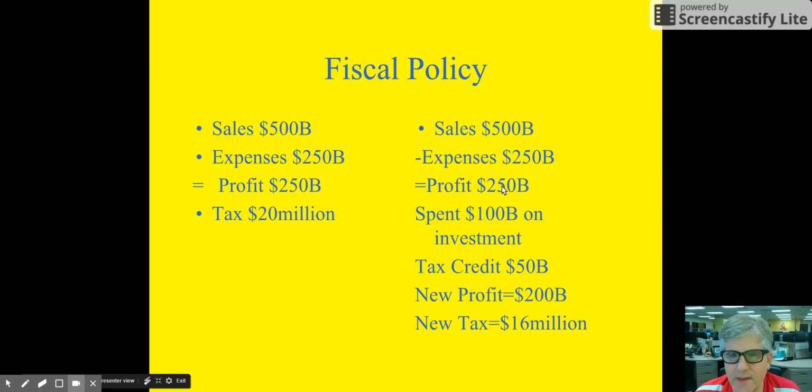Now, what we're going to do is keep everything the same, $500 billion, $250, but they spent $100 billion on the investment tax credit. They get 50% off of it, so they spend $100 billion, they get a $50 billion tax cut, so you lower your profit by $50 billion, and now with the same percentages, your tax is $16 million, so you just save $4 million going to the government, plus you're getting your plant and your equipment for your new business.